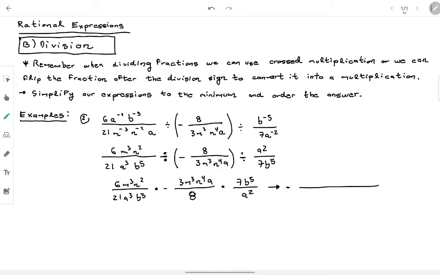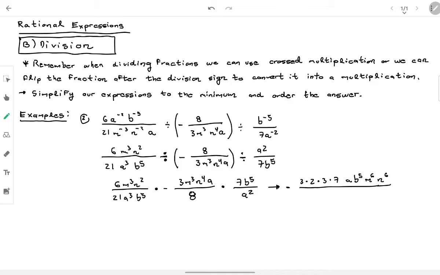Let's decompose the numbers. The numbers, it's going to be 6, it's 3 times 2. The 3, it's also a 3. And the 7, well, it's a 7 because it's a prime number. What about the letters? It's going to be, well, in alphabetical order, a, b to the 5. Then it's going to be m cubed and m cubed. It's going to be m to the 6. n squared and n to the 4. It's going to be n to the 6.